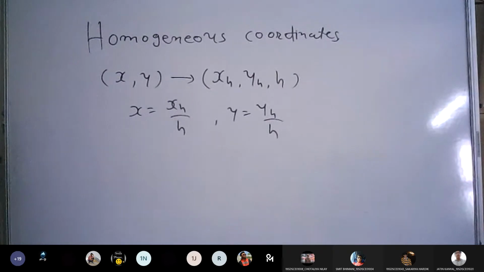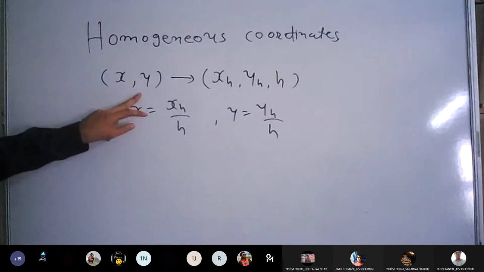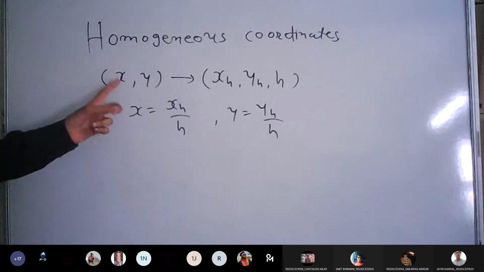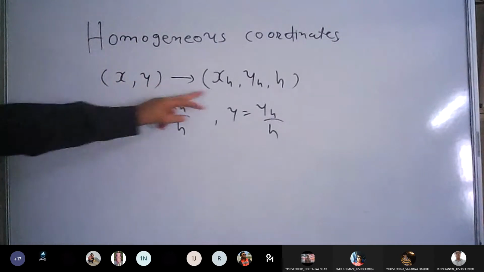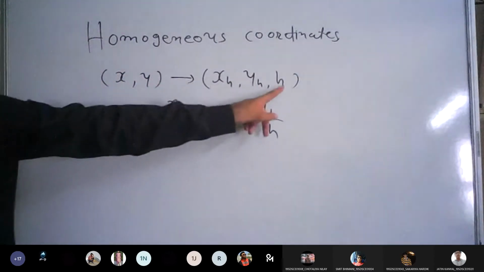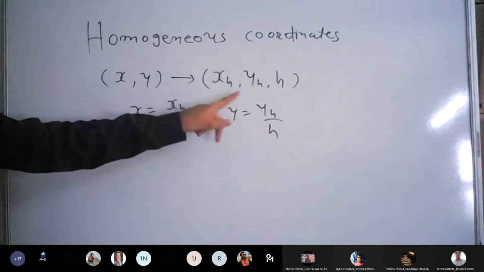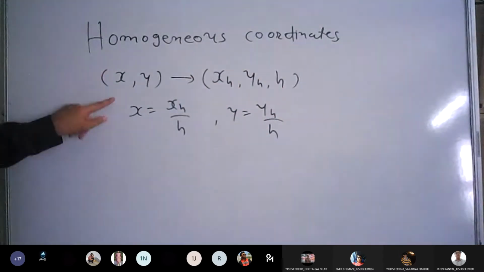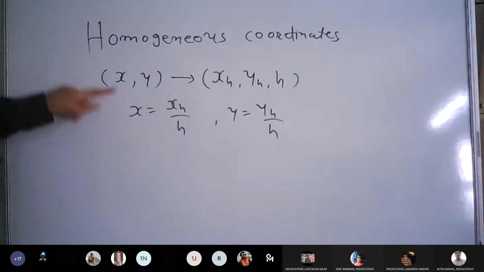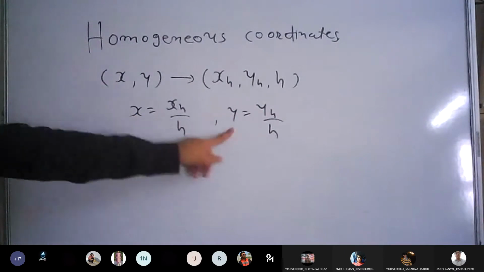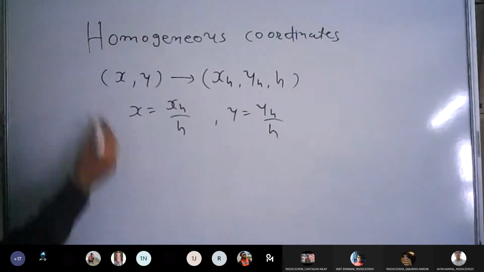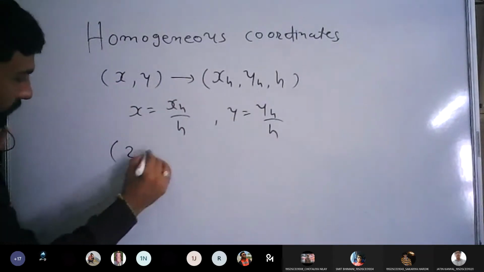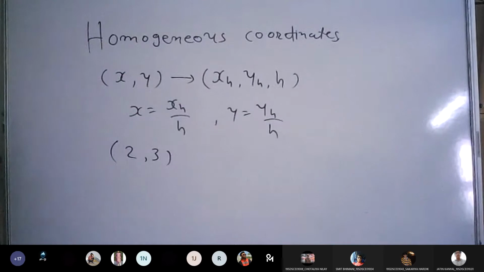Again, I'm repeating. Say I'm talking about this point (x, y), and if I want to represent it with three coordinates, I can do it like this: (xh, yh, h). This is the 3 by 3 representation of this 2 by 2 point, where x would be xh by h and y would be yh by h. This is what you need to remember. Now let me talk with values. Let's say our point is (2, 3).